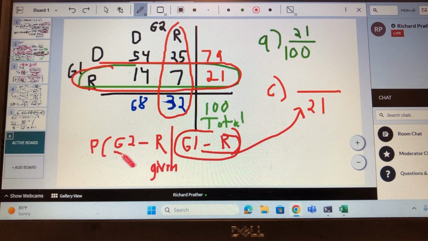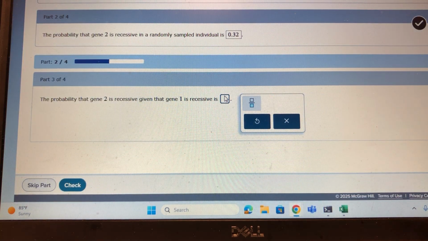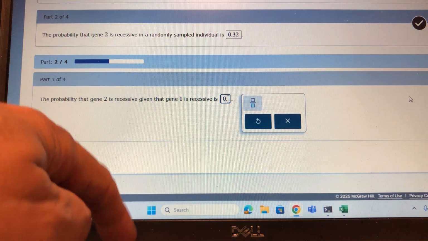The front part's asking about gene 2 being recessive, which is this category right here. So it's that part of that row, 7 out of 21. And 7 divided by 21 is 0.33333. It's 1/3, 0.3 repeating. And they want 4 decimals, so just put 0.3333.